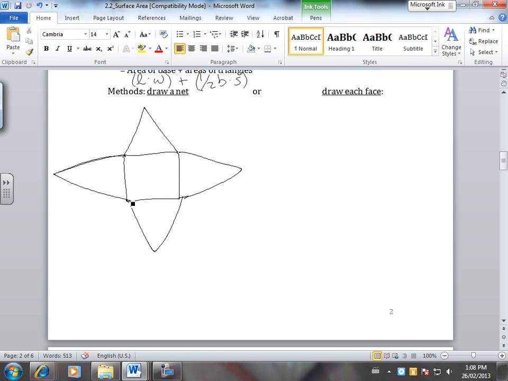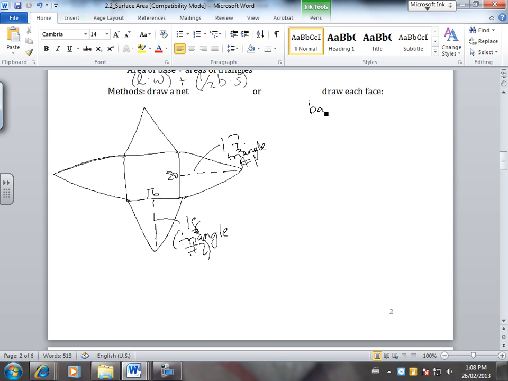Okay, and then we'll have 16 by 20. It'll be 17 and 18. And this will be triangle number 1 and triangle number 2. And there'll be 2 of each type of triangle. Okay, or we can draw each face.